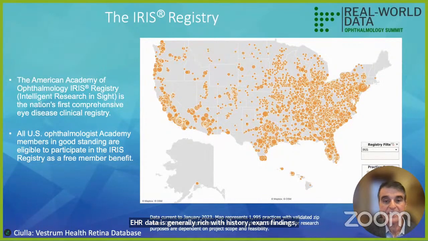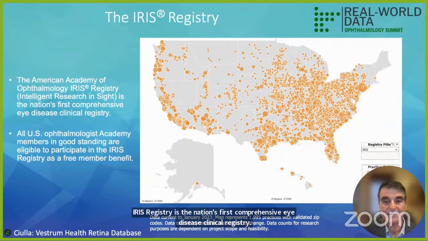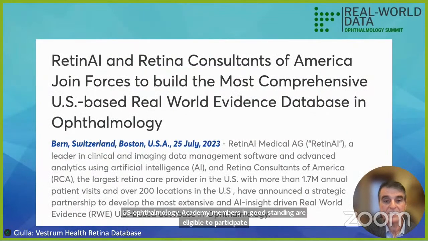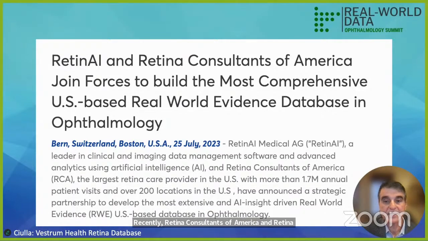The IRIS registry is the nation's first comprehensive eye disease clinical registry. All U.S. Ophthalmology Academy members in good standing are eligible to participate in the IRIS registry. Recently, Retina Consultants of America and Retina AI announced a collaboration to develop a real-world evidence database.